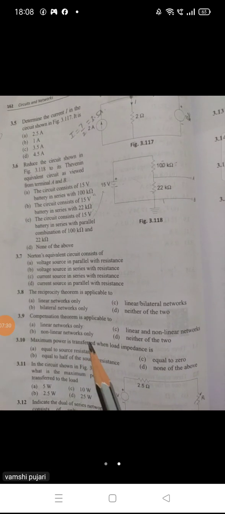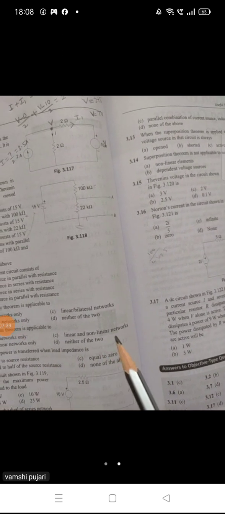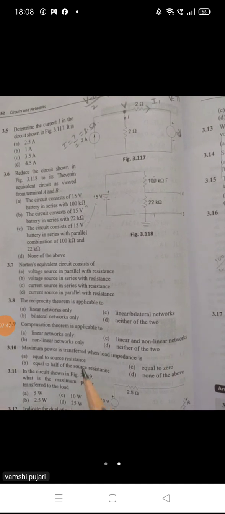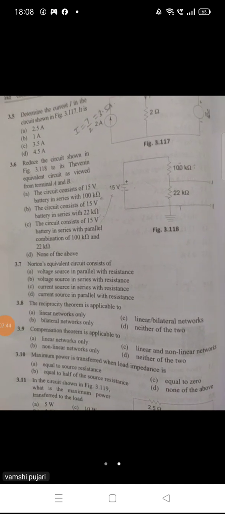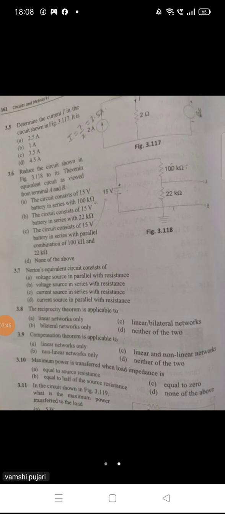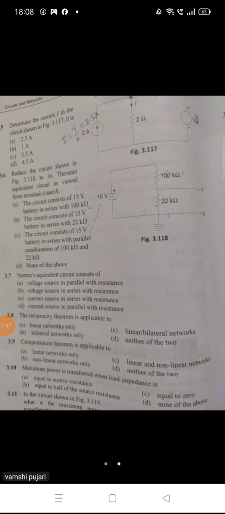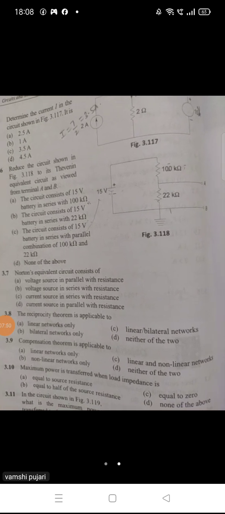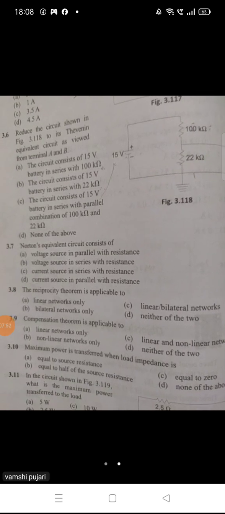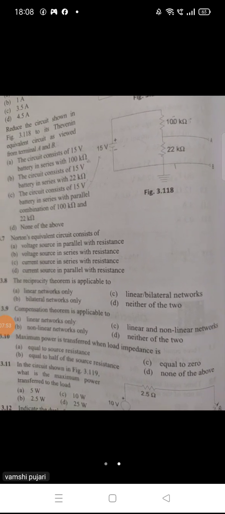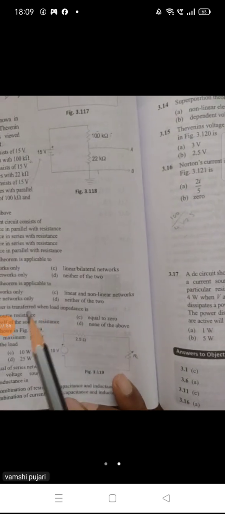Next, the compensation theorem is applicable for, option A, linear networks, option B, non-linear networks, option C, linear and non-linear networks, option D, neither of the two. The one and only theorem which is applicable for both linear and non-linear circuits is the compensation theorem. Remember this point.